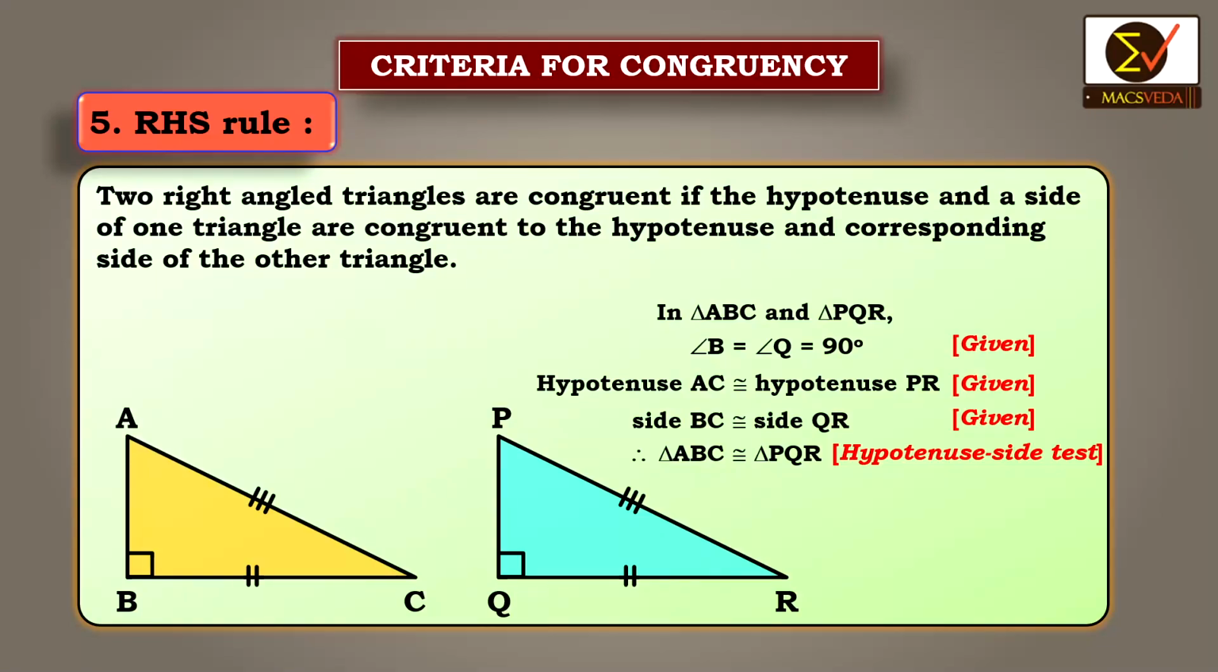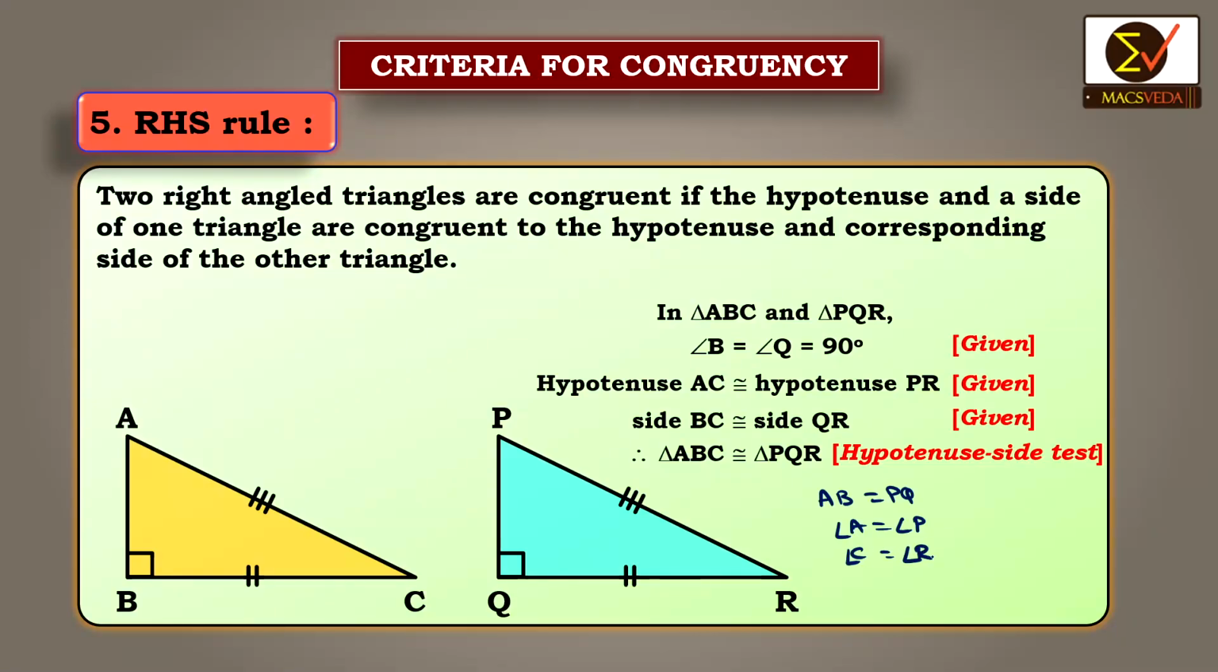Automatically, the other side, that is side AB is equal to side PQ, and angle A is equal to angle P. Angle C is equal to angle R. Any order you can write. Angle C is equal to angle R or angle R is equal to angle C. Let us follow proper order. Angle C is equal to angle R.